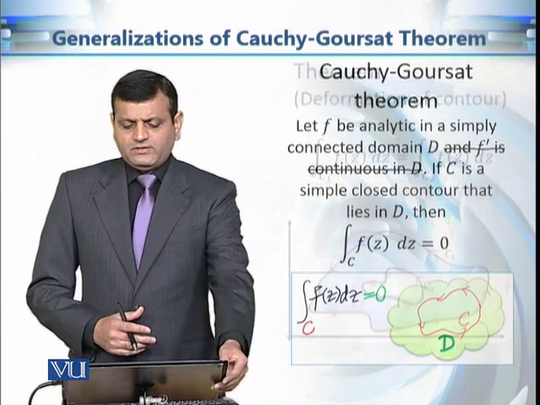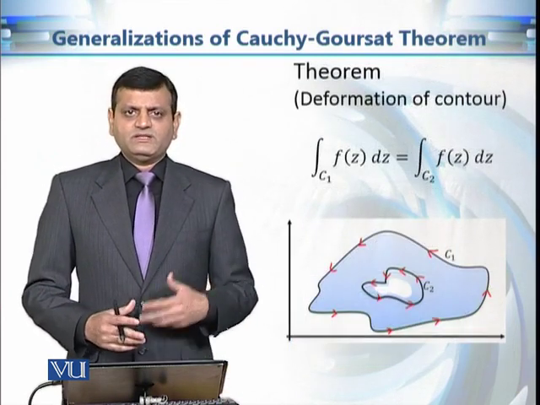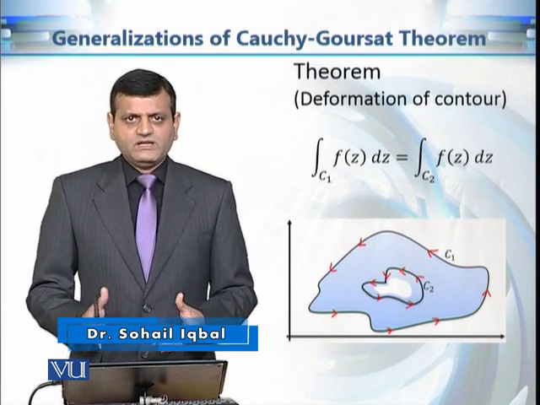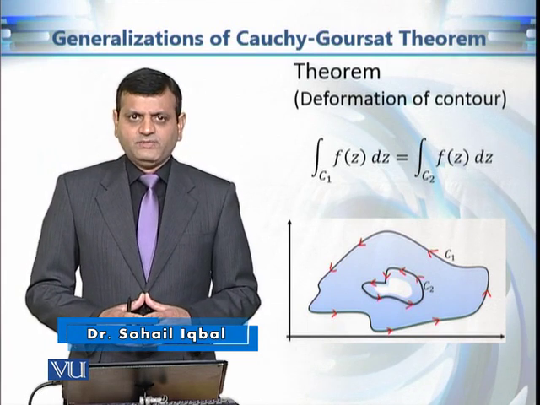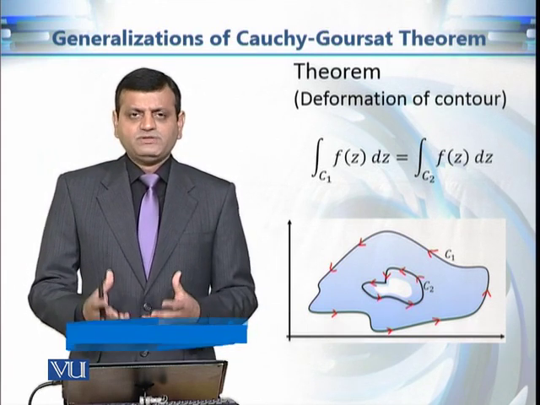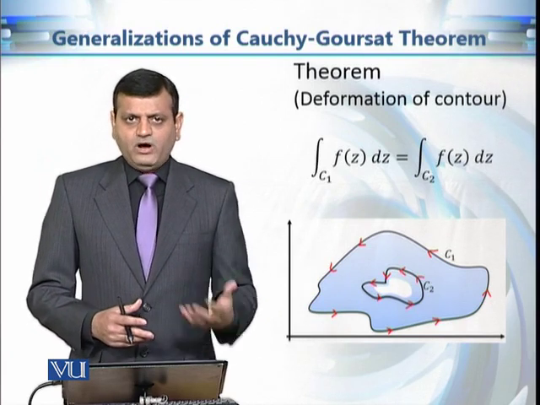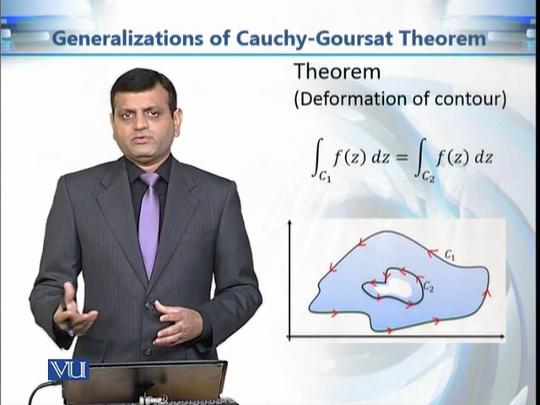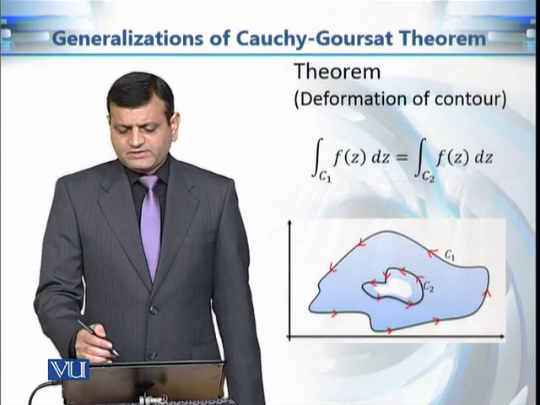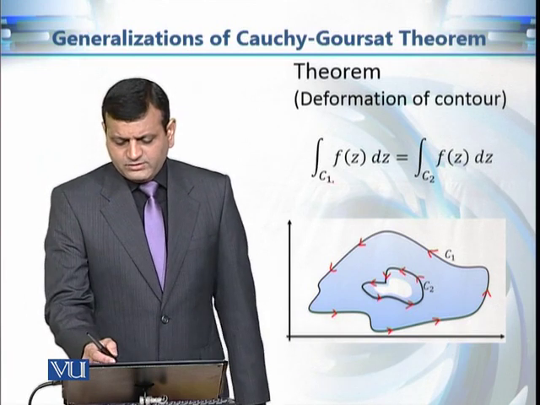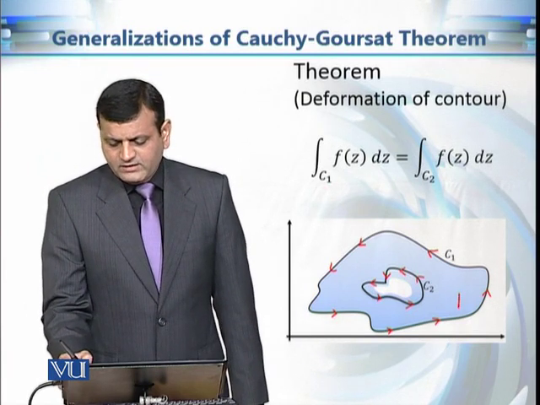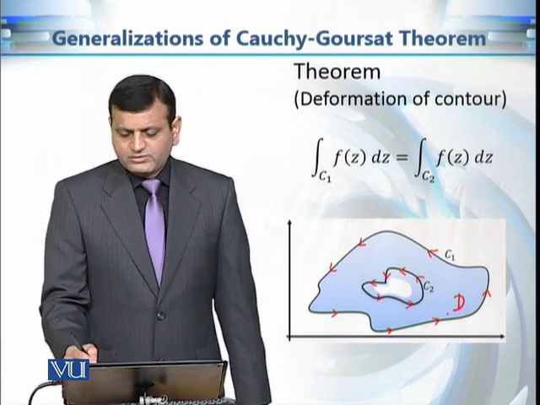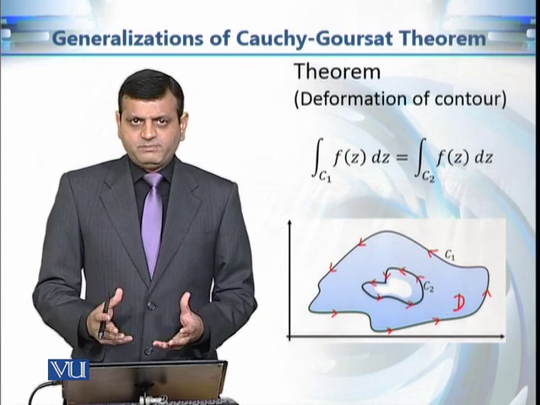Okay, now let's see another generalization of the Cauchy-Goursat theorem. It is not very apparent why this result is a generalization, but we will state this theorem precisely, and then we will see how it generalizes the Cauchy-Goursat theorem from simply connected domains to multiply connected domains. Now what is the precise statement of this theorem? So the theorem says that if we have a domain D, we can see that there is a hole in this domain D, so it is not simply connected, so it is multiply connected.